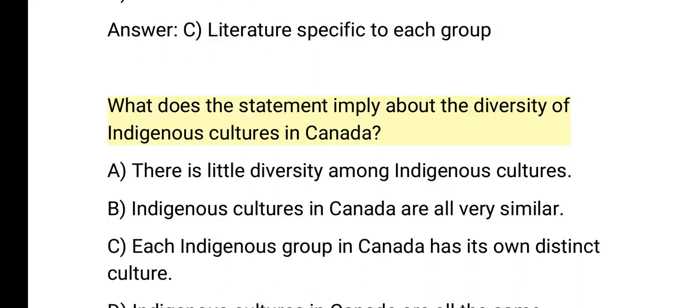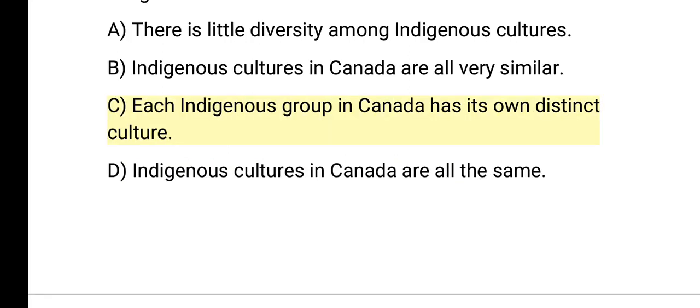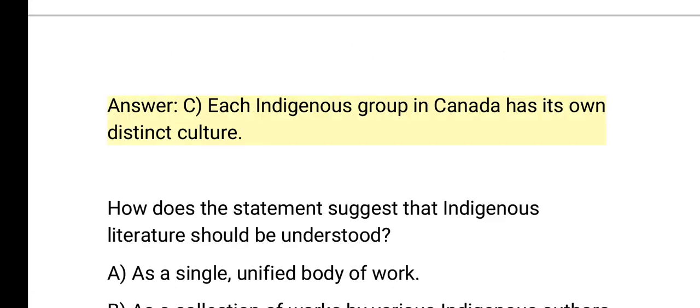What does the statement imply about the diversity of Indigenous cultures in Canada? A. There is little diversity among Indigenous cultures. B. Indigenous cultures in Canada are all very similar. C. Each Indigenous group in Canada has its own distinct culture. D. Indigenous cultures in Canada are all the same. Answer. C. Each Indigenous group in Canada has its own distinct culture.